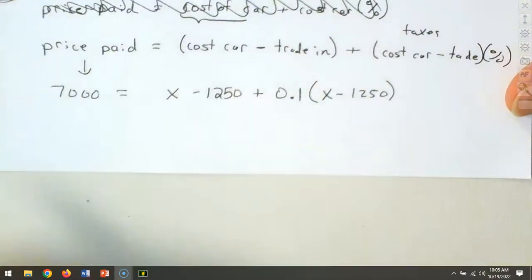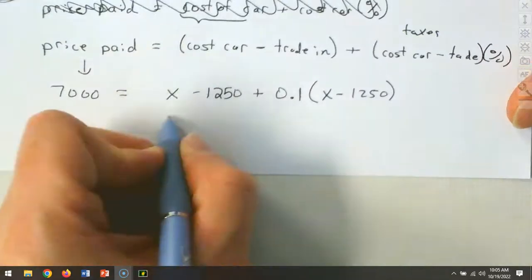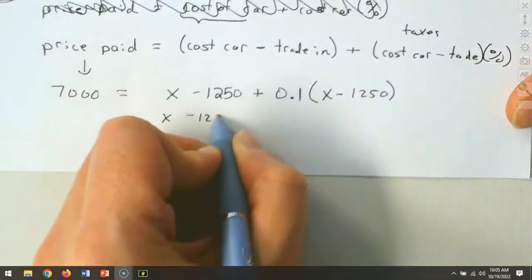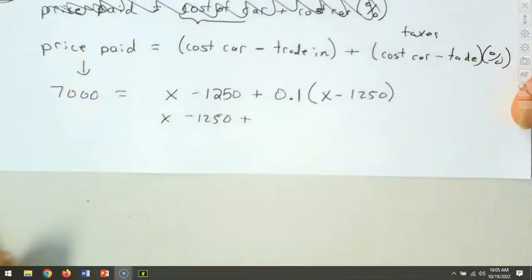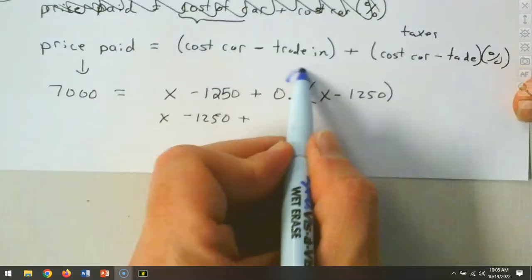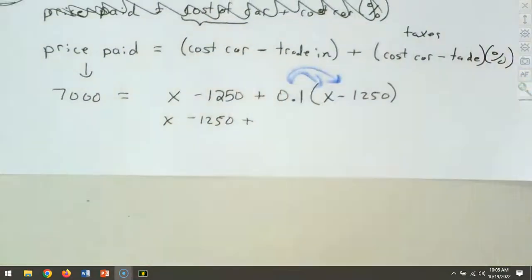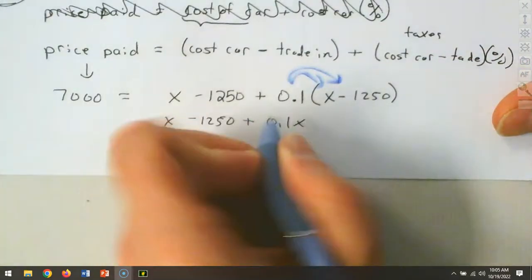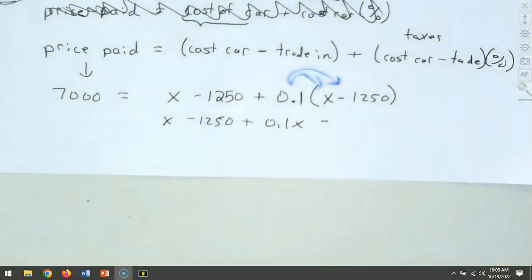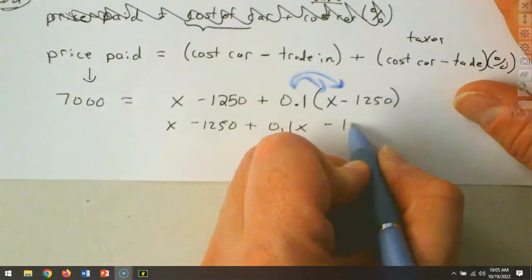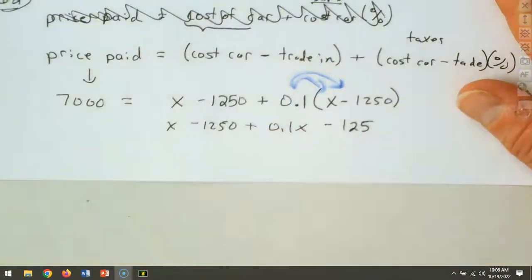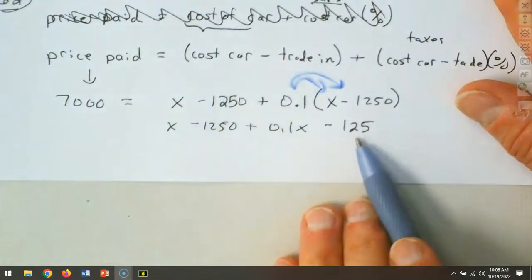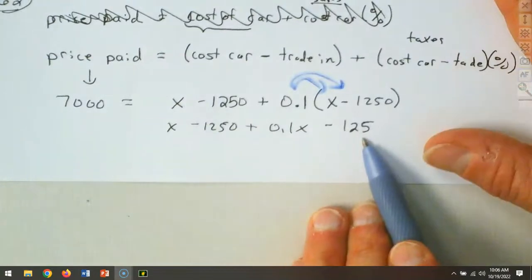Okay, so we got the price that we paid, so let's go ahead and work this out. So we've got X minus $1,250. We're going to go ahead and distribute the 0.1 through. And that's going to be 0.1x minus, we've got $1,250 times that 0.1, and that's $125. That's the taxes on the used car, okay, because we got to take that out.